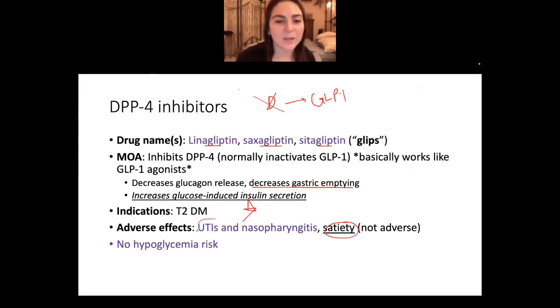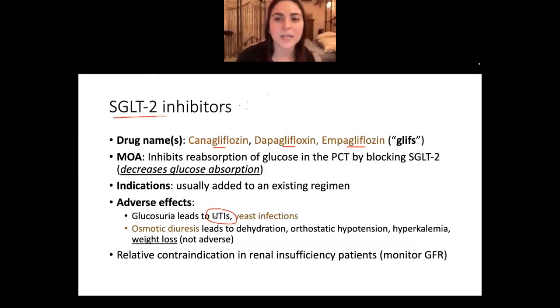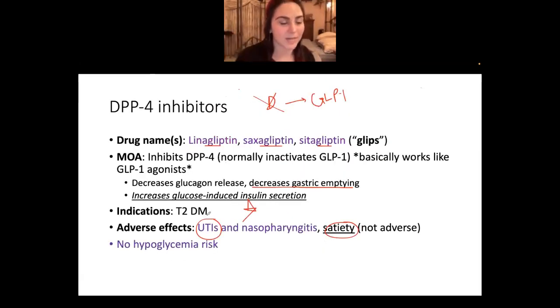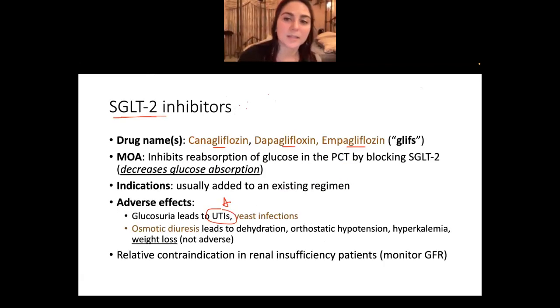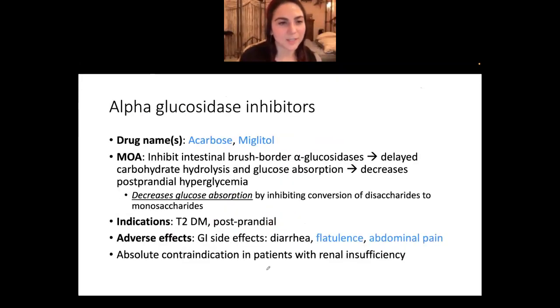I didn't highlight UTI because remember these guys can also cause UTIs. But I will say if you're in a question and they talk about UTIs, I would tend to think of an SGLT2 inhibitor before I think about one of these guys, the DPP4s. But that's just me. And then again, since this is acting on the kidney, it's a relative contraindication for someone that has renal insufficiency. Okay, just like anything that works on the kidney.